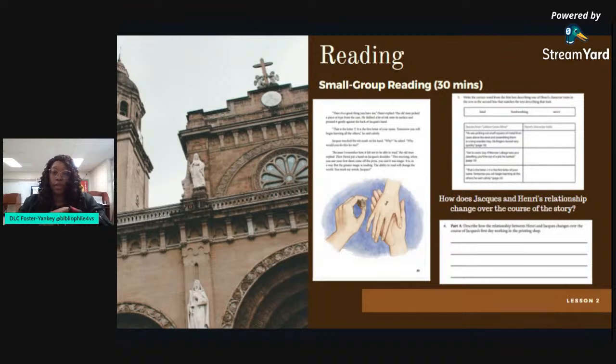There is a check for understanding where the teacher is going to quote some dialogue from the reader, which is Henri tells Jacques, "The ability to read will change the world. You mark my words, Jacques." What does Henri mean when he says, "mark my words"? Students are going to think, pair, share about that.